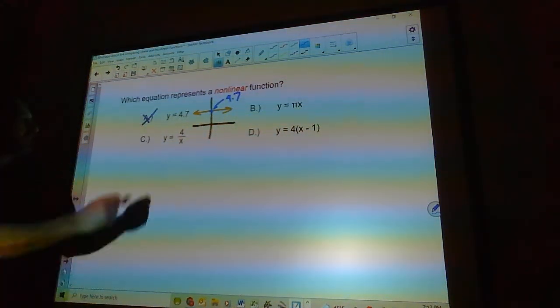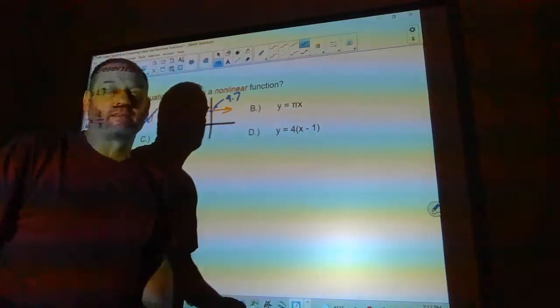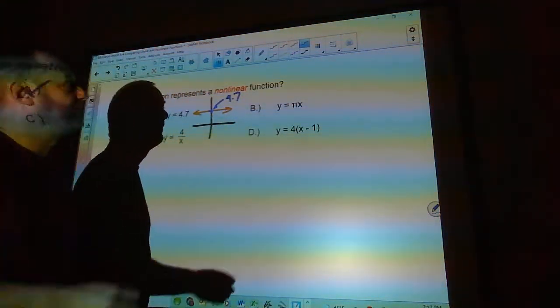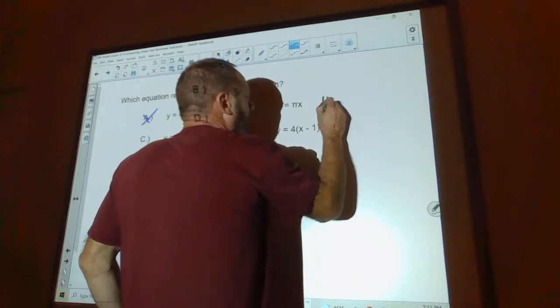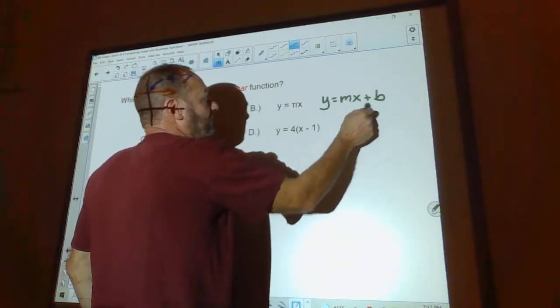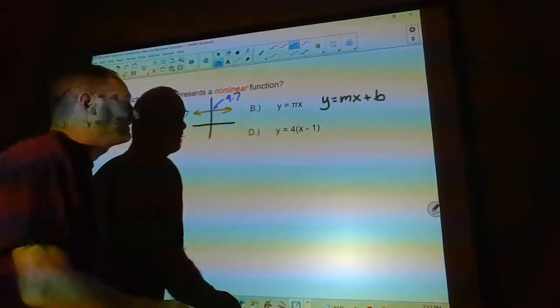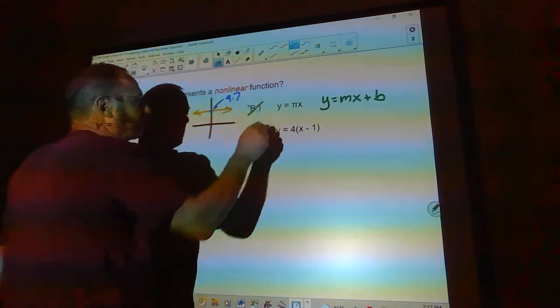That can't be it. Okay, y equals pi x. Well, this is just y equals mx plus b, which is a line. The y-intercept happens to be 0, and the slope is pi. So yes, this is also a linear function, so we can cross that one off.